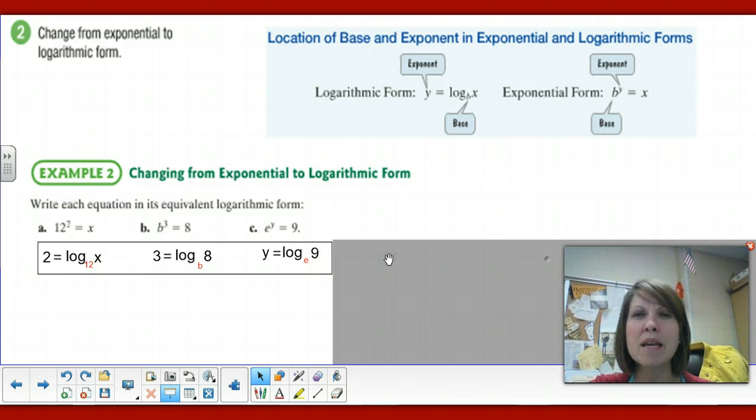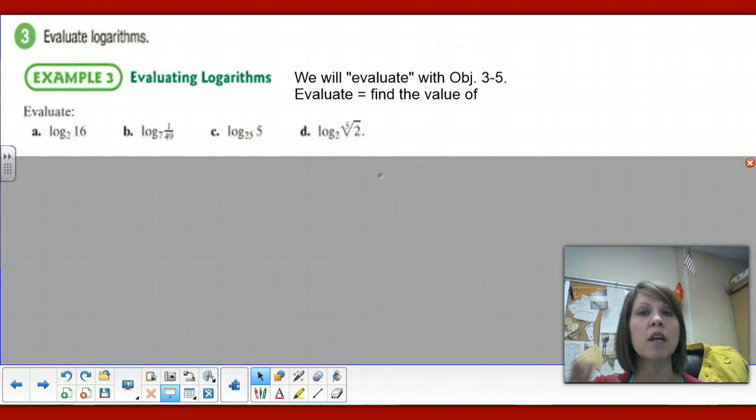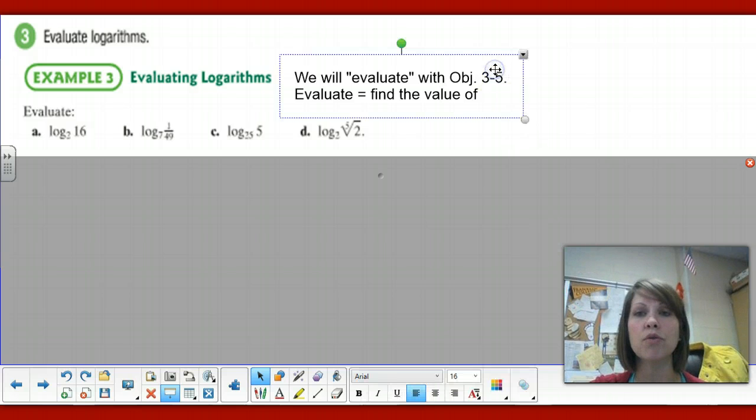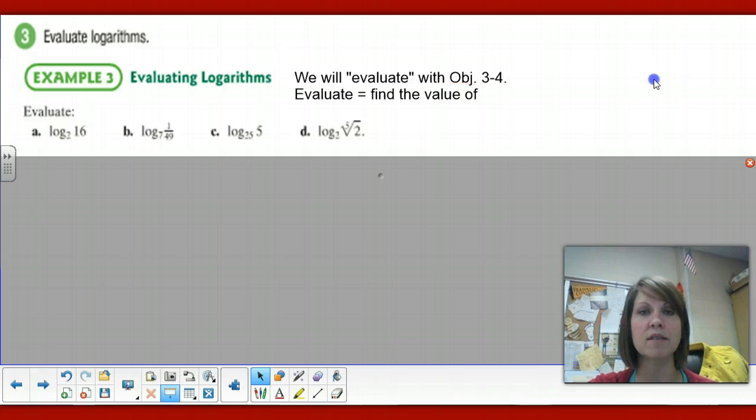We're going to talk about that base e log here in a little bit, but this is changing from exponential into logarithmic form. We're just doing and undoing each other. Okay, now we're going to evaluate. That's what objective 3 says: evaluate logarithms. And actually, we're going to be evaluating with objective 4 as well.